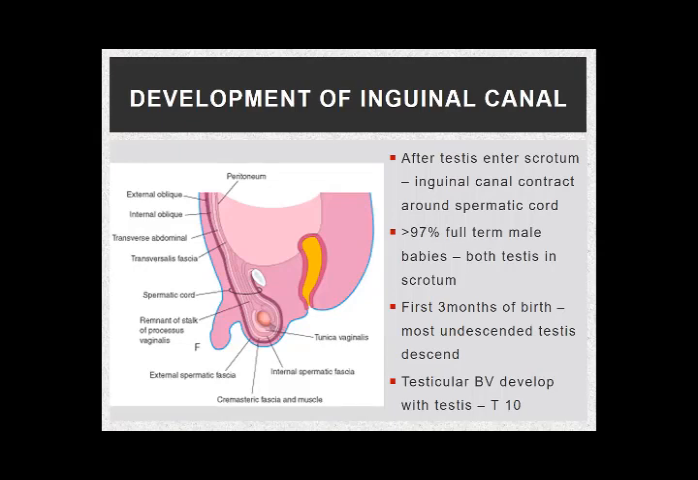The testis develops at the level of T10, the 10th thoracic vertebra. I've already mentioned this. The blood vessels of the testis also develop at the same level. And as the testis descends, as I just mentioned earlier on, the blood vessels of the testis also descend with the testis.